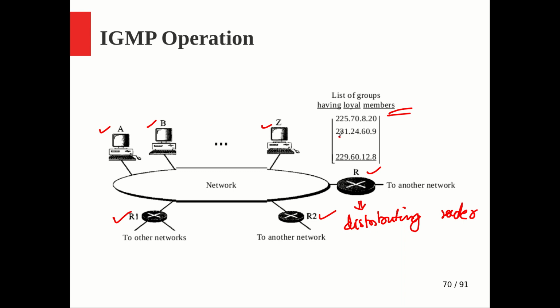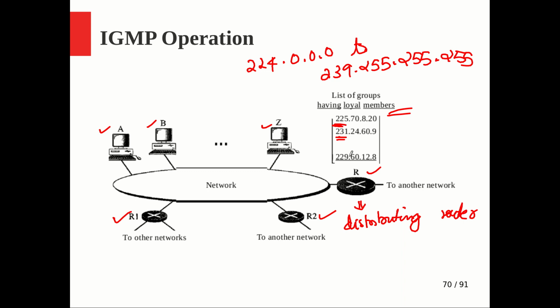So here you have to observe one thing, this range, right? This is something we already learned, that the class D range is 224.0.0.0 to 239.255.255.255. So you can see that all those addresses are given as the multicast group ID within this range, right? So 229, all those things. Then only, otherwise it will be a unicast IP address only. So this particular group is being taken care of by this router R.